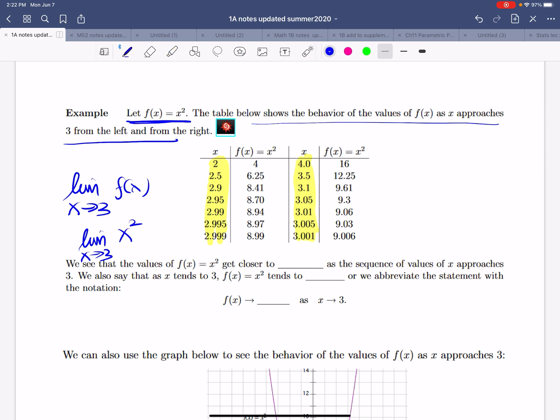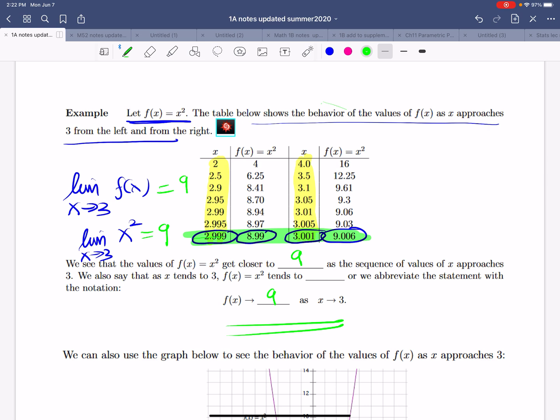We are able to see that x is getting really close to 3 here. This is the point where x is getting really close to 3. 2.99 is really close to 3, and 3.001 is also really close to 3. Looks like the y is getting really close to 9. So this limit is going to equal 9. f of x approaches 9 as x approaches 3. We see that the value of f of x equals x squared gets closer and closer to 9 as x approaches closer and closer to 3.